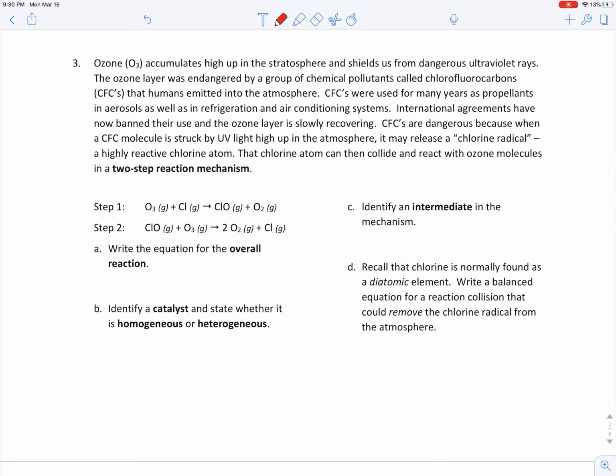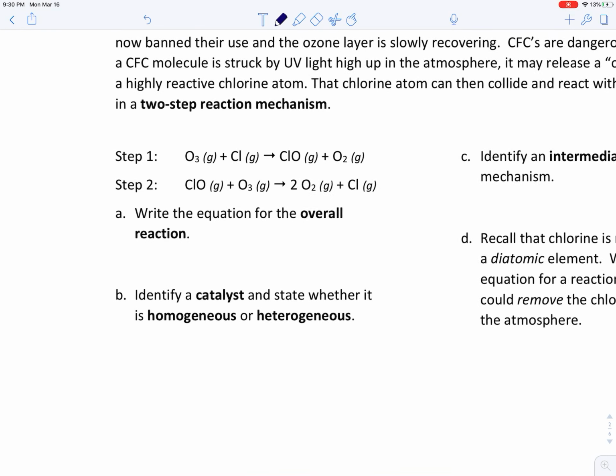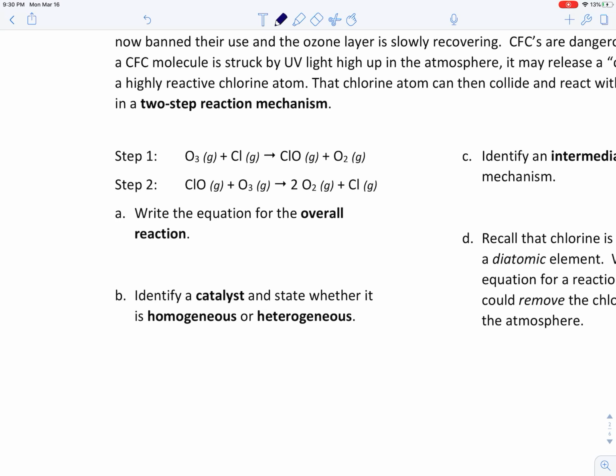In this third question, we're looking at the destruction of ozone catalyzed by CFCs high up in the atmosphere. It occurs by a two-step mechanism. I'm going to zoom in a bit so we can see that a bit better. So here's the two-step mechanism. Step 1, the ozone reacts with a chlorine atom, a chlorine radical, high up in the atmosphere. In step 2, the ClO that was produced in step 1 reacts with more ozone as well. So the O3 is ozone.